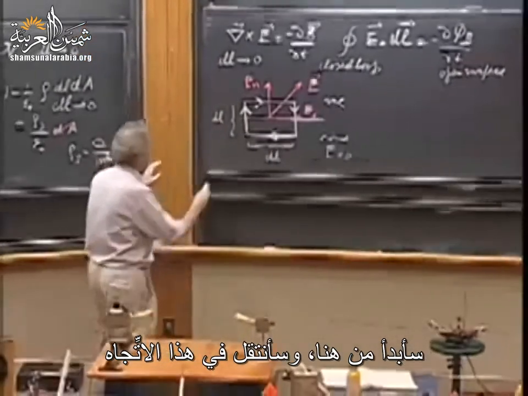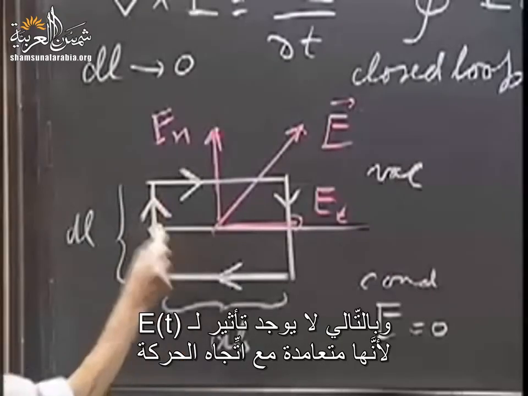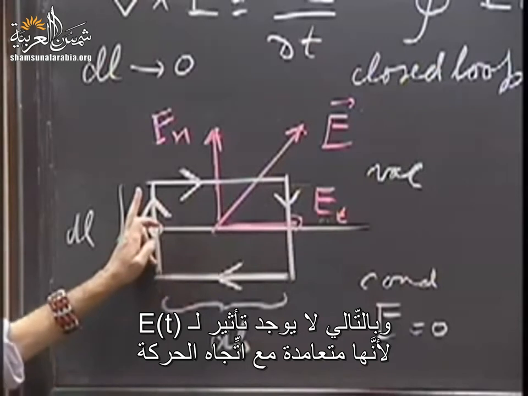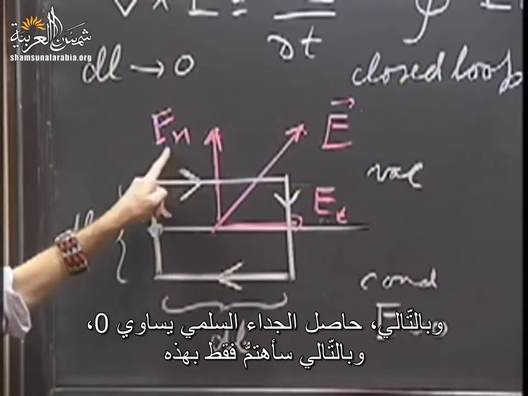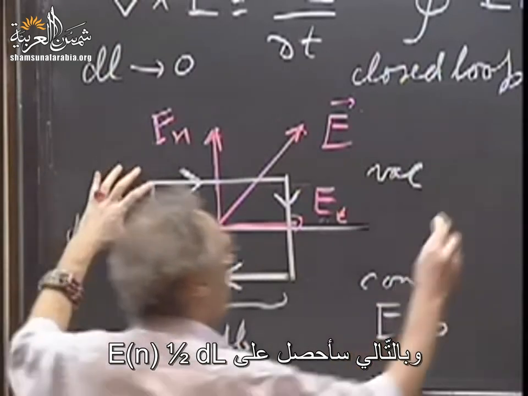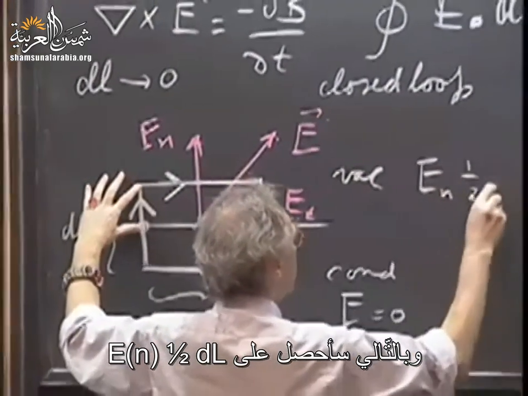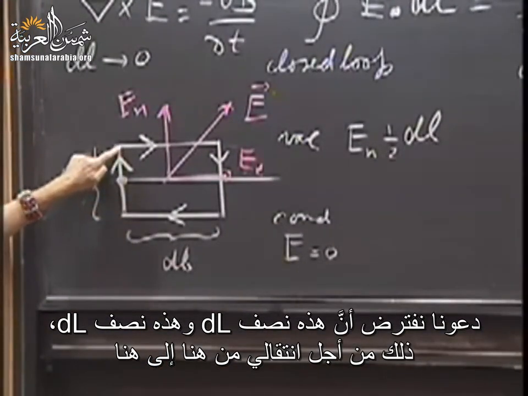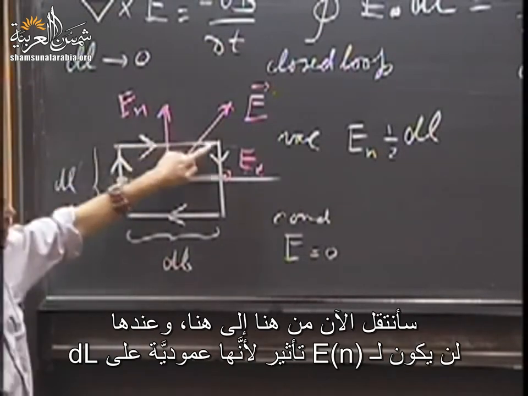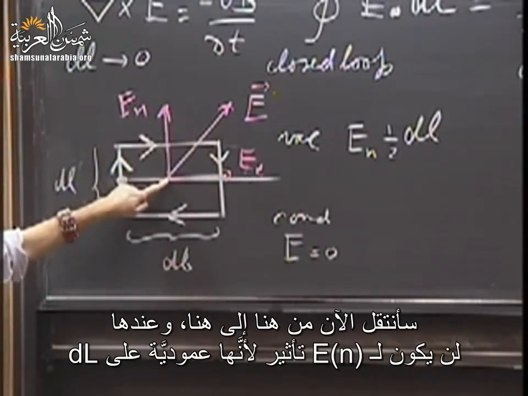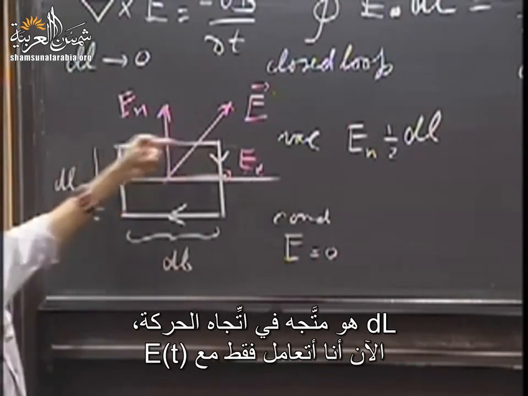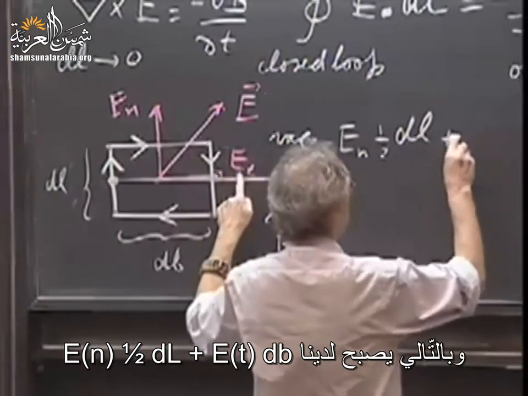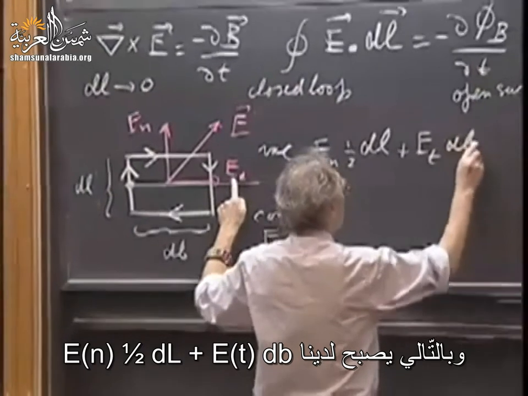So if you're ready for this, I start here, and I move in this direction. So the E of t has no impact because it's perpendicular to my direction of motion, so the dot product is 0. So all I worry about is this one. And so I get E of n times 1/2 of dl. Let's suppose that this is 1/2 of dl and this is 1/2. So that's when I go from here to here. So now I go from here to here, and now of course E of n has no effect because it's perpendicular to dl. dl is a vector in the direction that I'm moving. So now I only deal with E of t.